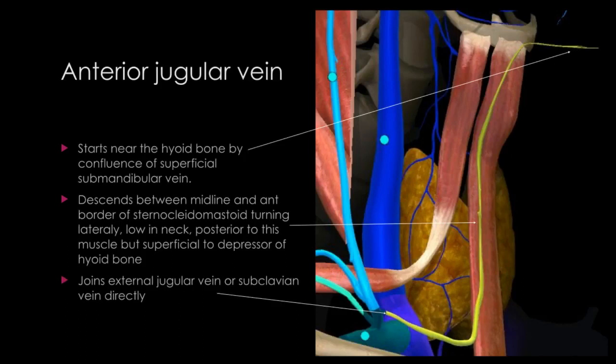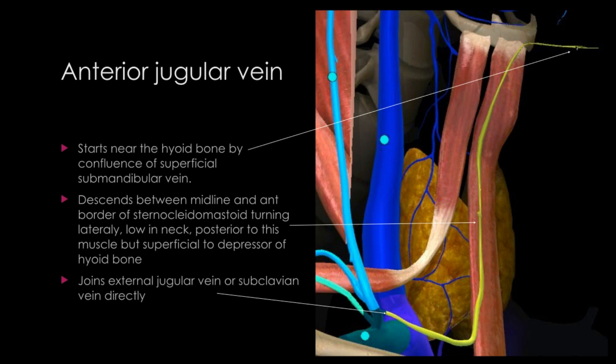Coming to the jugular veins. Now we have the anterior jugular vein, the external jugular vein, and the internal jugular vein. The anterior jugular vein here is colored in yellow. So this is the hyoid. This is the omohyoid muscle, and this is the sternohyoid muscle. As you can see, the anterior jugular vein starts near the hyoid bone by the confluence of superficial submandibular veins in this region, which is not clearly shown.